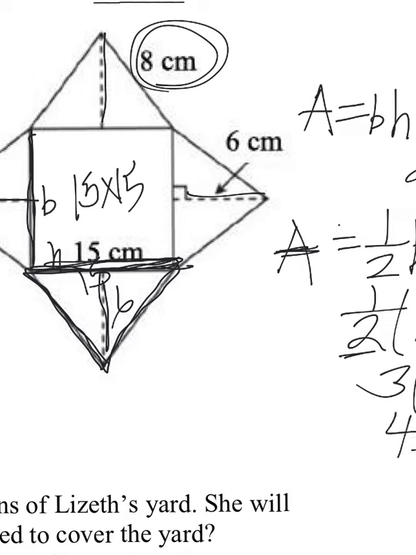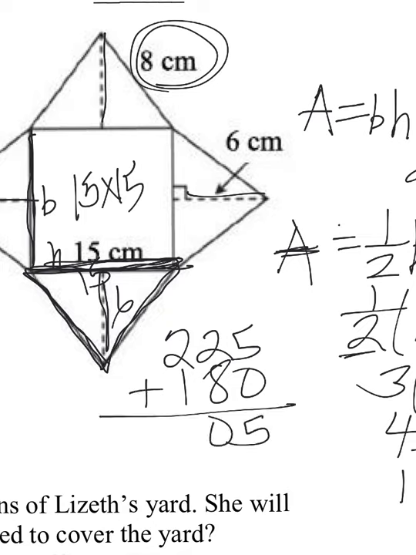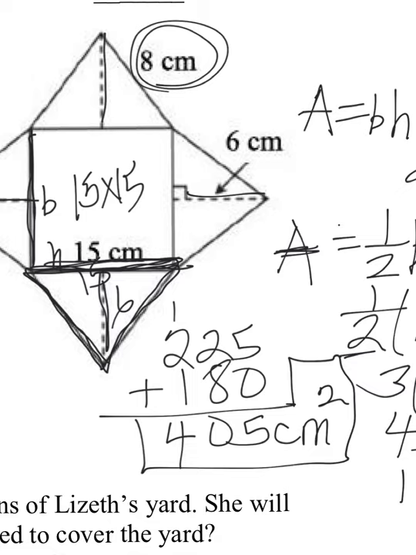45 times 4, well, 45 plus 45 is 90, and 90 times 2 is 180. So you take the 225 and add the 180, and you get 405. 405 centimeters squared. Anytime you're looking for area, you're using square units. So the total surface area of the square pyramid is 405 centimeters squared.